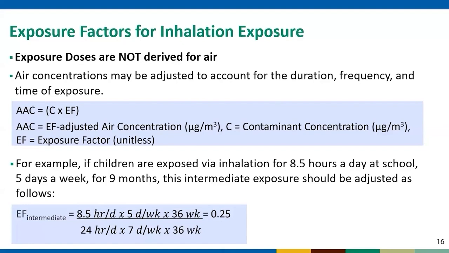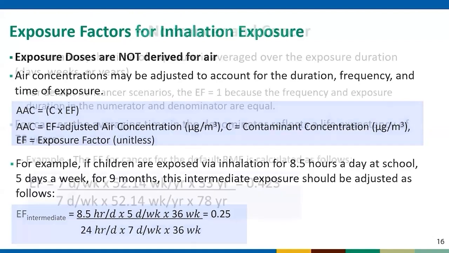Let's do an example together, where we calculate an adjusted EF for children exposed to an air contaminant at school, assuming exposure for 8.5 hours per day, 5 days per week, for 36 weeks per year. Using the EF formula, the adjustment results in an EF of 0.25. Calculating the EF is easy and fast, whether you are using the default parameters or even adding site-specific parameters like in this example, because FAST does the EF calculation for you.